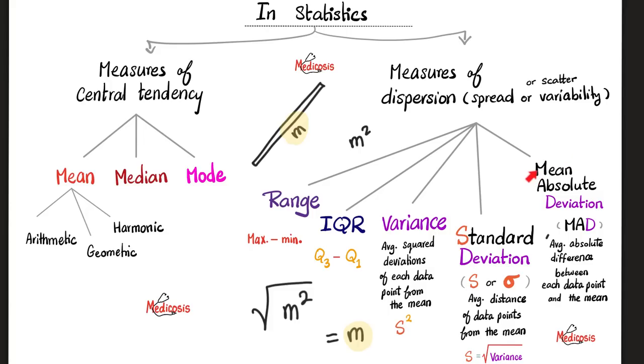How about the mean absolute deviation? The word mean means average, not as in why are people so mean. Average of what? Average of absolute difference between each data point and the mean.